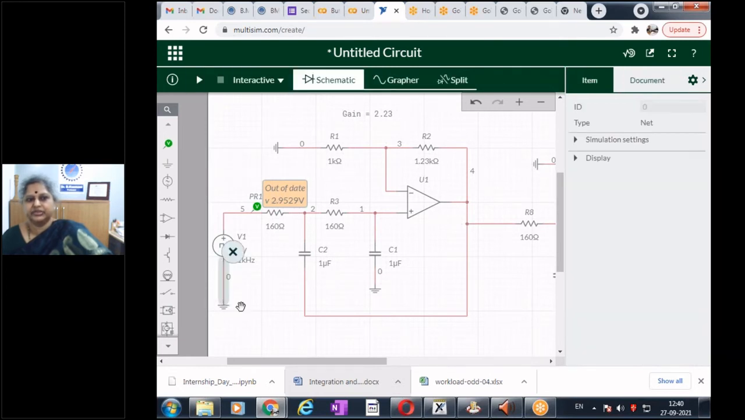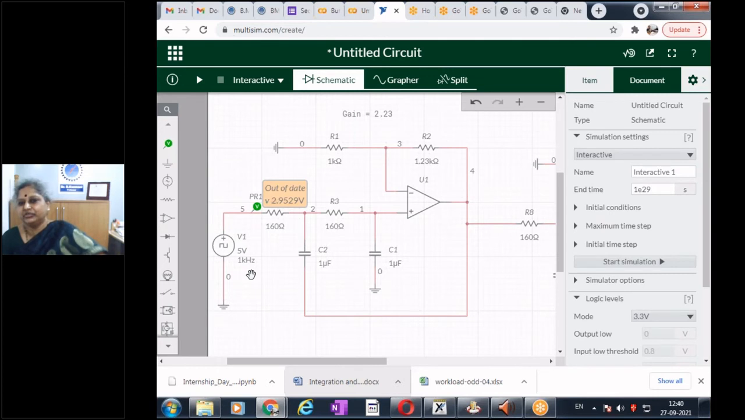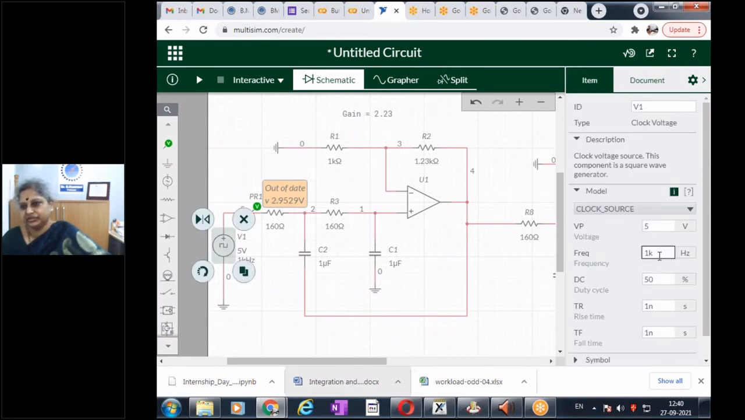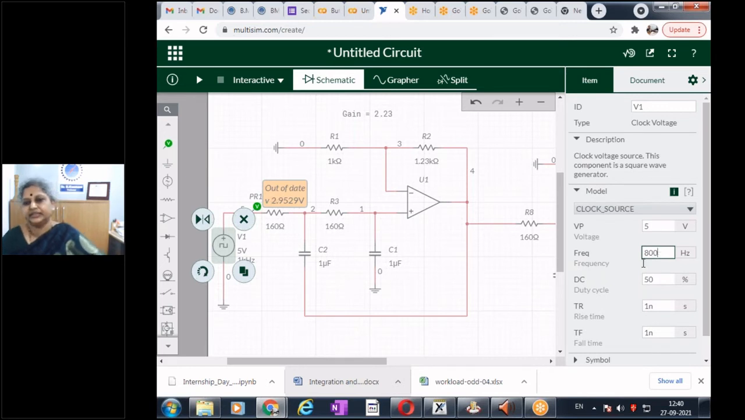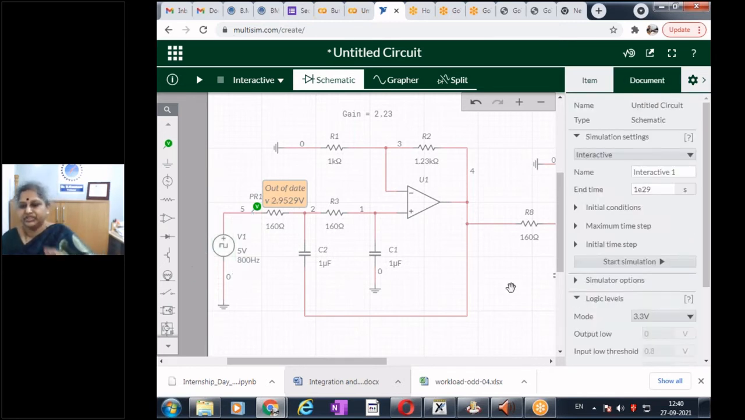So my input is 5 volts. Let it remain as that. And let me change the frequency to, say, 2 kilohertz. Not 2 kilohertz. Let me change the frequency to say 800 hertz. Let me give a frequency of 800 hertz. What is my input? Input is a square wave. And let us see what is the output.